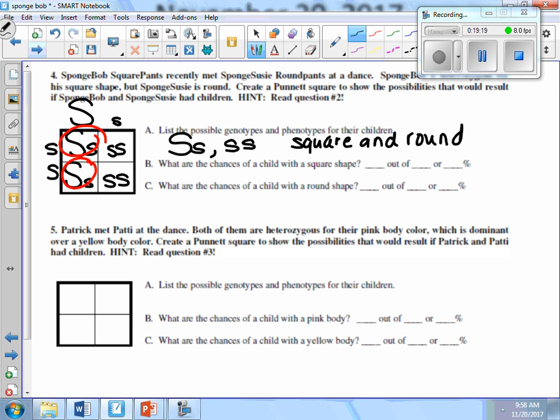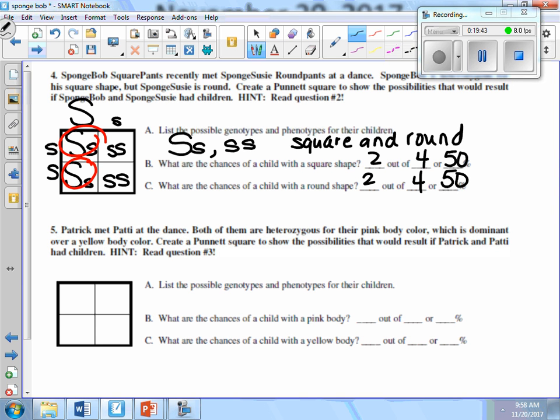All right, so how many out of 4? It's a box out of 4. So how many are going to be square out of 4? 2. How many are going to be round? Obviously, 2. So it's a 50-50 shot that we have square or round when we have a round and a heterozygous. But this is different now. Both Patrick and Patty are pink heterozygous.